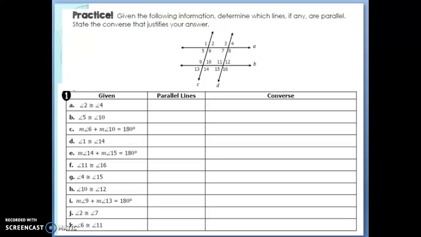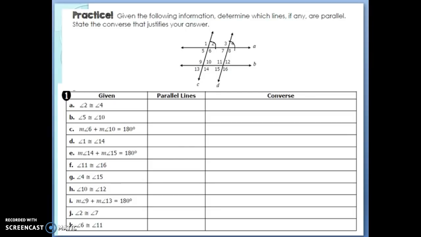Given the following information, determine which lines, if any, are parallel. State the converse that justifies your answer. So we're just going to be stating which properties we just used, or converses, apply. So, in letter A, angle 2 is congruent to angle 4. So we can see that they are corresponding angles, and they share the same line. They share this line A.